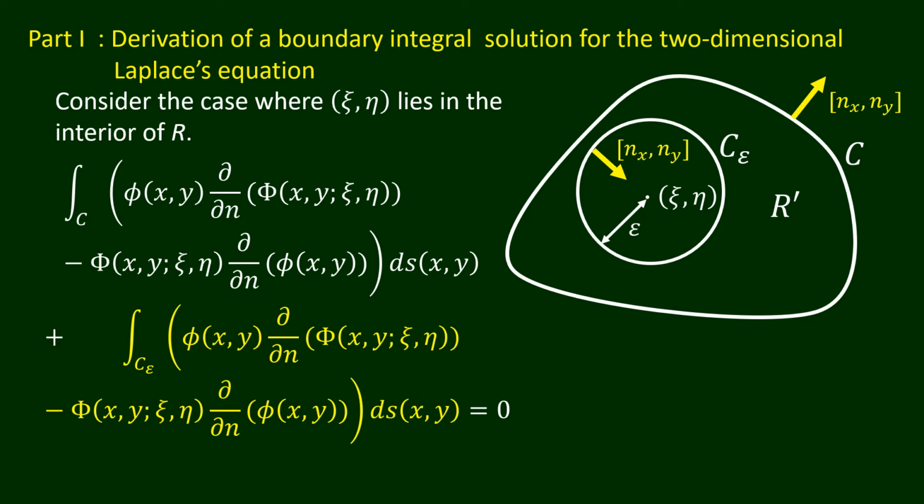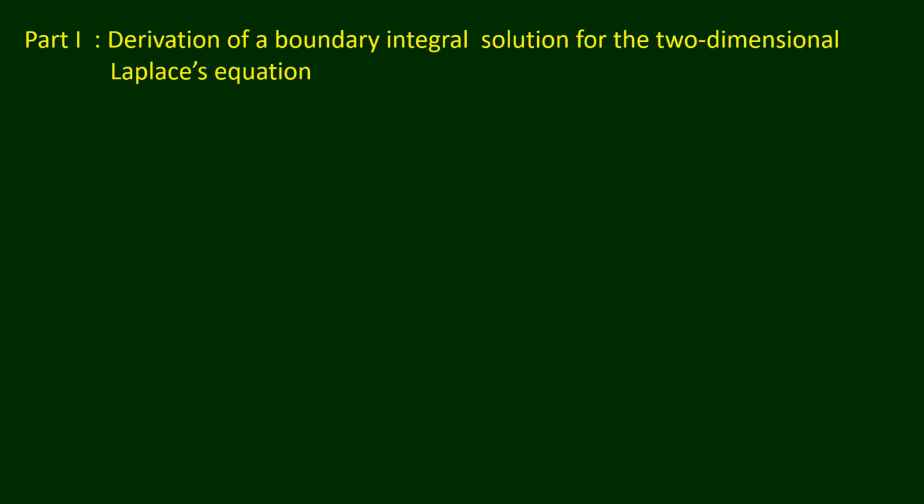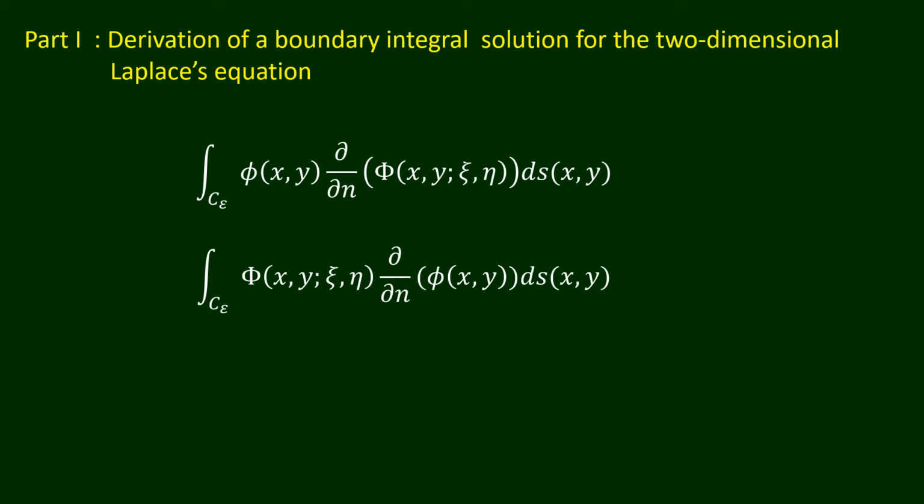We can recover the original solution domain R in a limiting manner by letting the radius epsilon approach 0 plus. As epsilon approaches 0 plus, the region R' tends to the solution domain R. Hence, we evaluate the limit of the integral over C epsilon as epsilon tends to 0 plus. We will now evaluate the limits of these integrals over the circle C epsilon as epsilon tends to 0 plus.